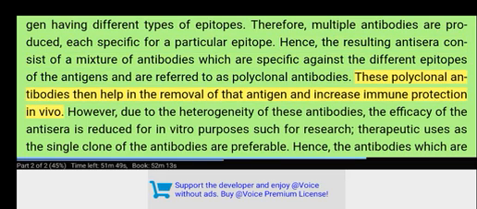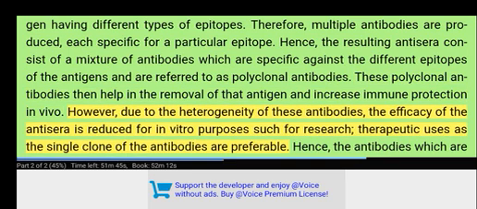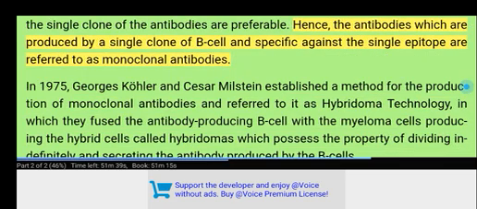These polyclonal antibodies then help in the removal of that antigen and increase immune protection in vivo. However, due to the heterogeneity of these antibodies, the efficacy of the antisera is reduced for in vitro purposes such as research. For therapeutic uses, a single clone of the antibodies is preferable. Hence, the antibodies which are produced by a single clone of B cell and specific against a single epitope are referred to as monoclonal antibodies.